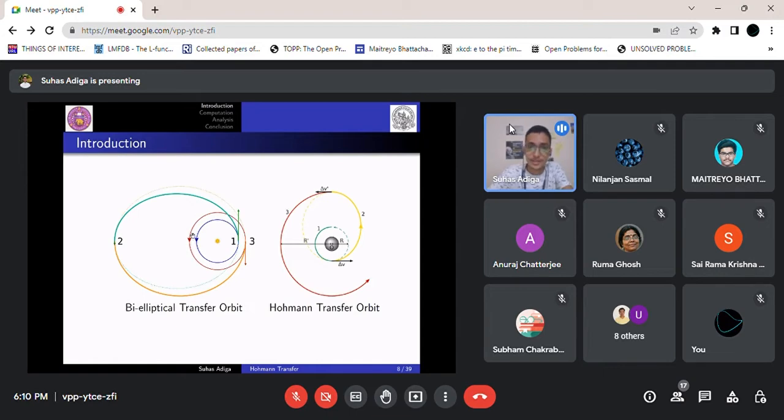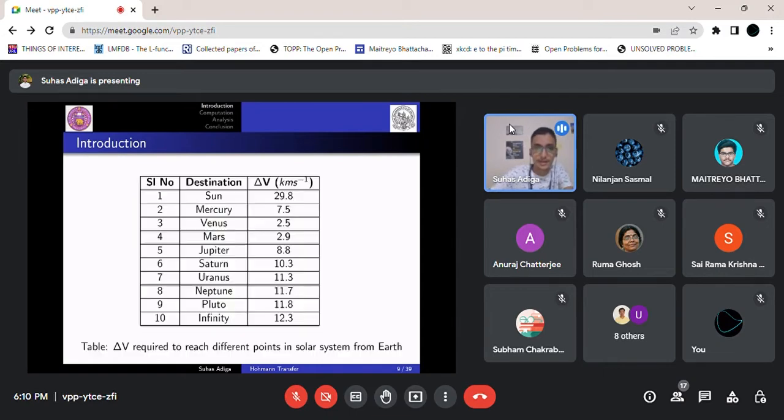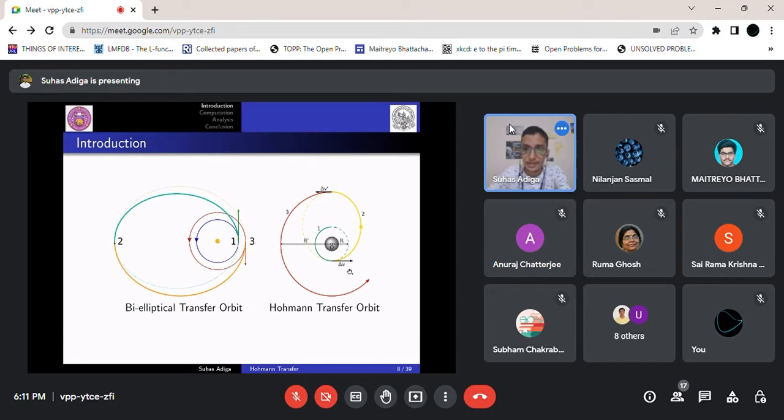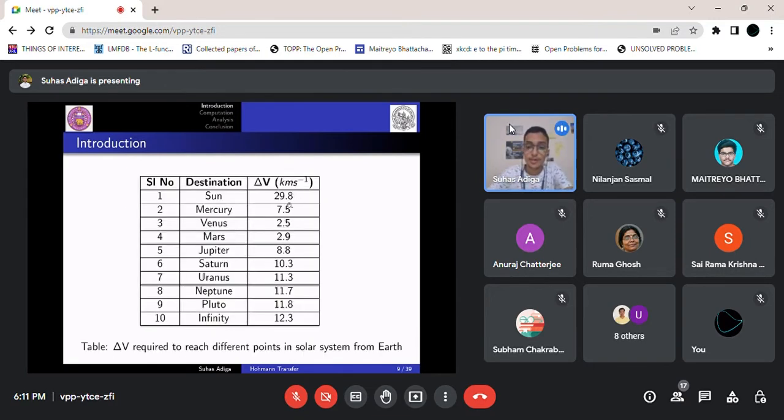But no, this is not the case. We'll look into it in the next slide. Here I put some data regarding how much delta V is needed. Let's say we are starting from some orbit at some height from the Earth, and I'll neglect the height of the orbit where I'm revolving compared to the radius of the Earth. If I want to go to the Sun directly using Hohmann transfer, the impulse delta V I need to give is around 29.8 kilometers per second.